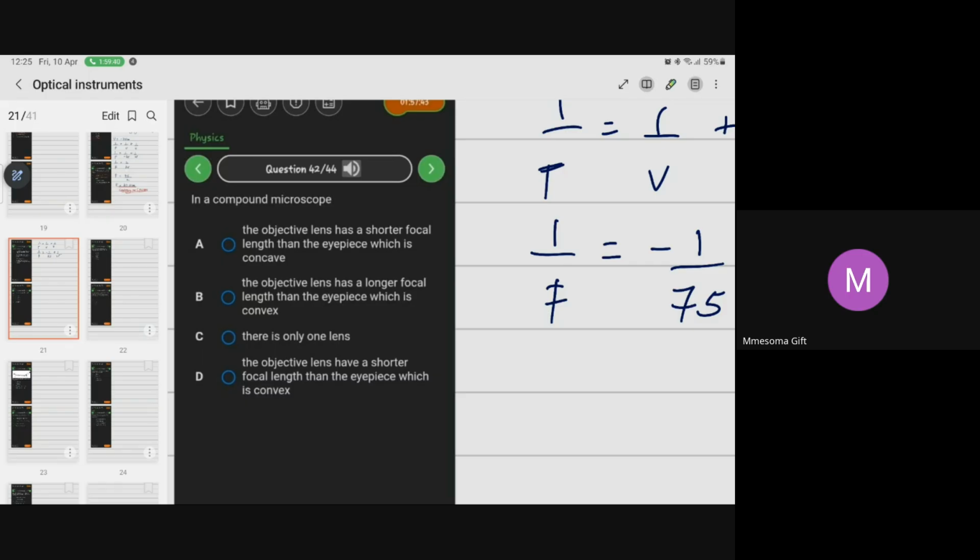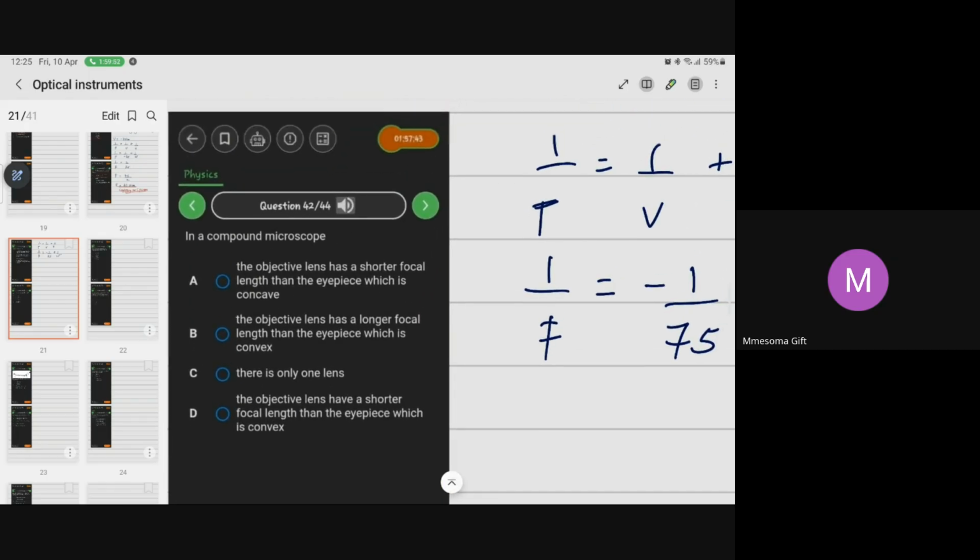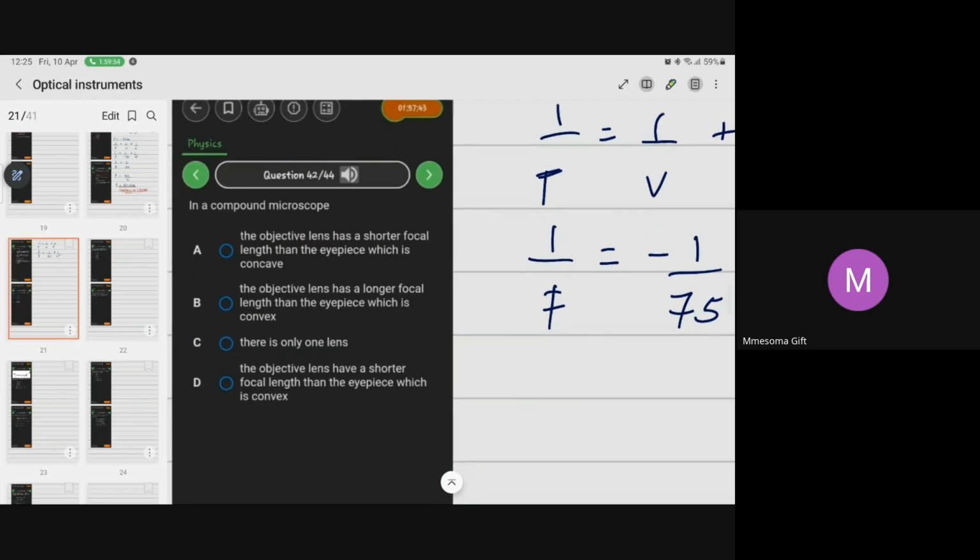From the textbook, they highlighted short focal length. So this one, they are saying the objective lens has a short focal length than the eyepiece, which is concave. No, it has a long focal length than the eyepiece. Both of them are convex lenses. Because of that, I will not pick anything here, because both of them are convex lenses, right? They are all converging lenses.